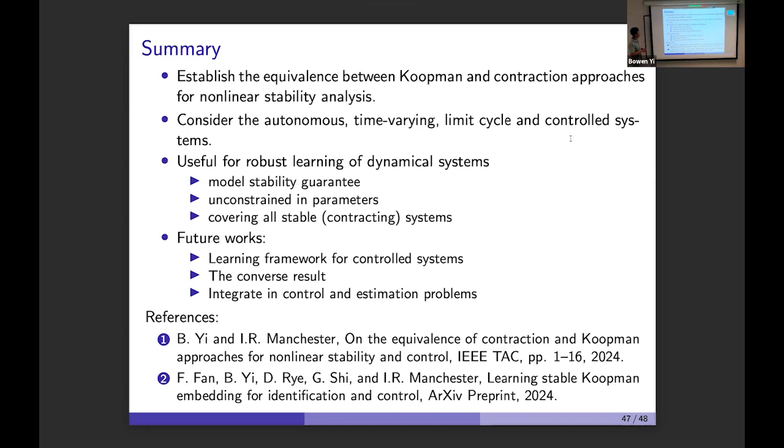Okay, so let me give a brief summary of the talk. In this work, we established the equivalence between two methods that analyze nonlinear systems by means of linear system theory globally and exactly. They are Koopman operator and contraction analysis. And we considered the autonomous case and then extended to time-varying, limit cycle and control systems. And this theoretical finding is very useful for robust learning of a dynamical system, in that we can have built-in model stability for systems we already know are stable. And the proposed model class is unconstrained in its parameters. And this is able to cover all stable systems.